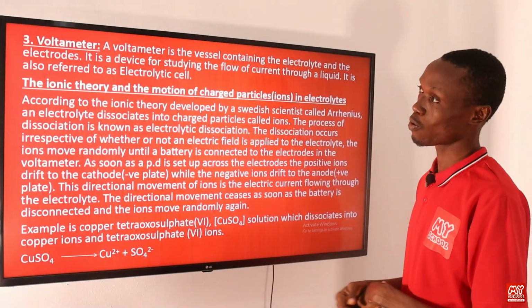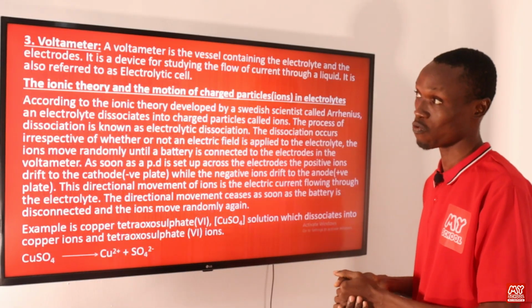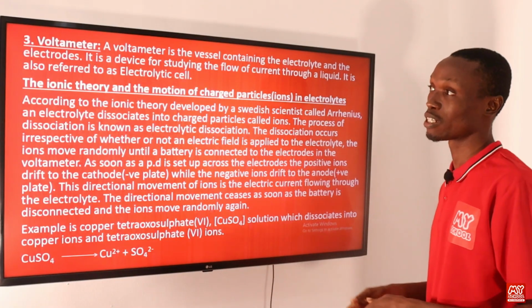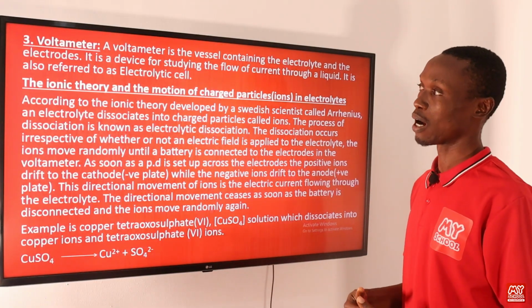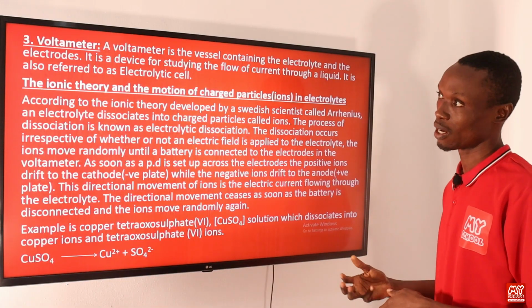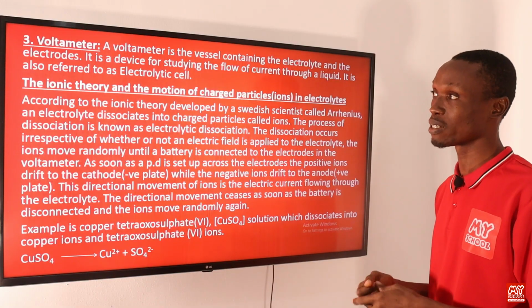On the next slide, we're discussing another term that's used in electrolysis, and that is voltameter. A voltameter is the vessel containing the electrolyte and the electrodes, and it is a device for studying the flow of current through a liquid, and sometimes it is also referred to as an electrolytic cell.